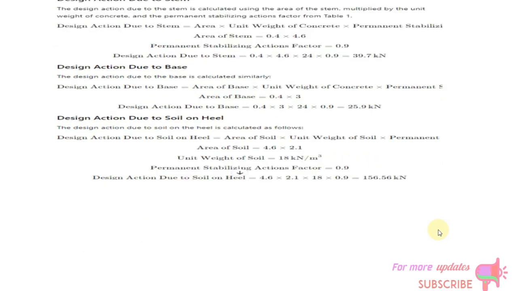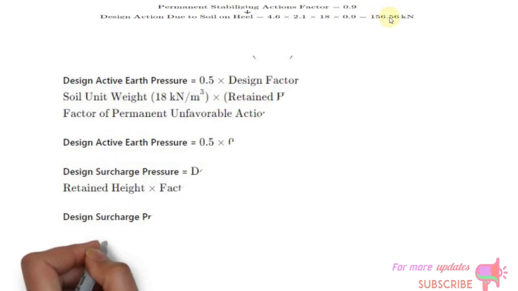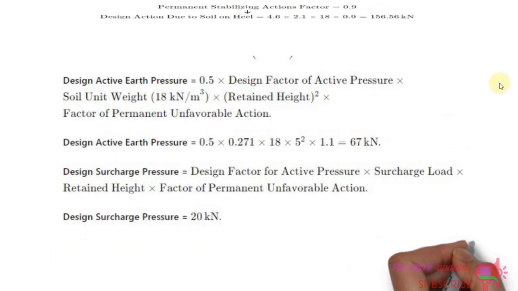Find the design active earth pressure and surcharge pressure using factors from EQU Table 1. Design active pressure equals 0.5 multiplied by the design coefficient of active pressure multiplied by soil unit weight, 18 kilonewton per cubic meter, multiplied by the square of the retained height, which equals 5 meters, multiplied by the factor of permanent unfavorable action from Table 1, which is 1.1. Thus design active pressure is equal to 0.5 times 0.271 times 18 times 5 squared times 1.1, which equals 67 kilonewton.